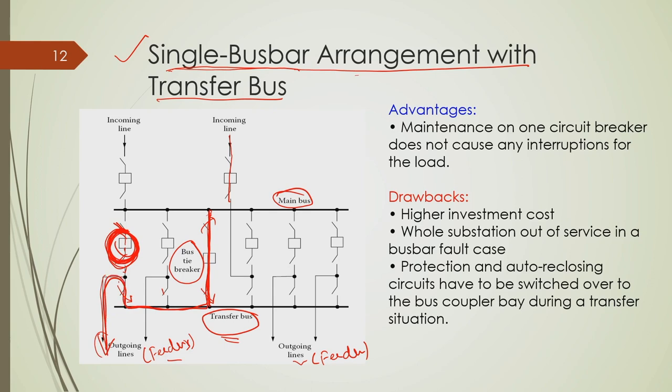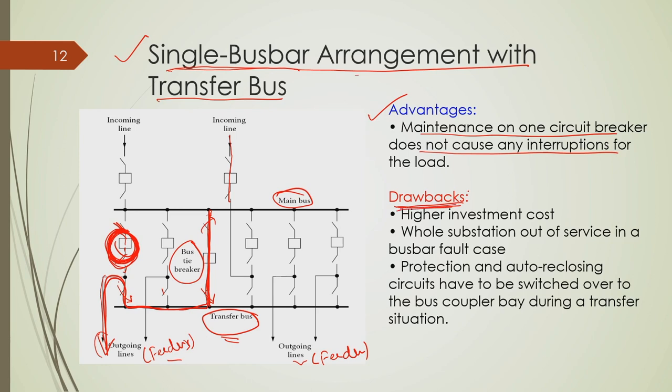And that is the advantage of this particular scheme. Individual feeder circuit breakers can go for maintenance, but that does not interrupt the loads connected to that particular feeder. Okay. So, this is what the advantage is. Maintenance on one circuit breaker does not cause any interruption, but there are drawbacks.